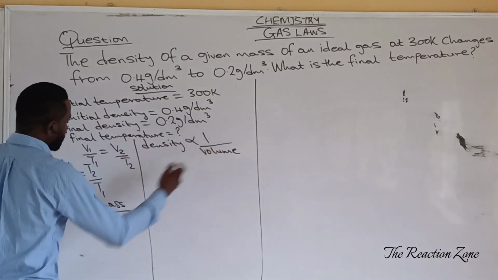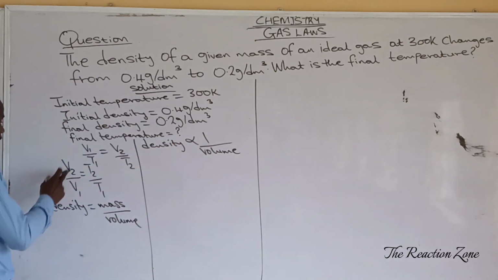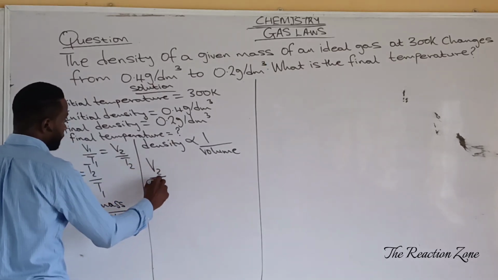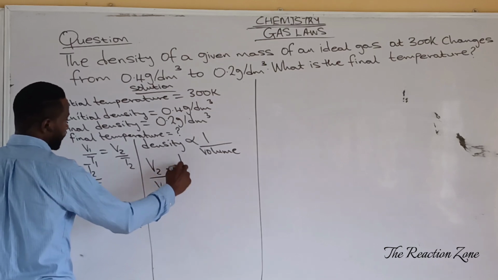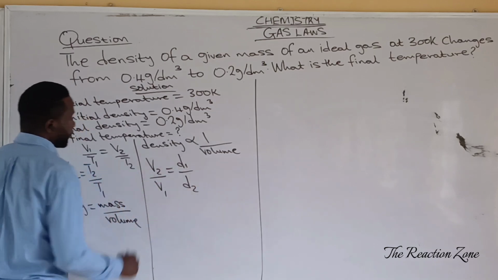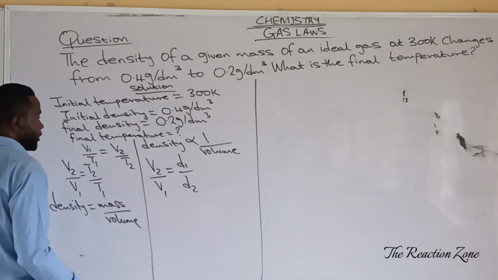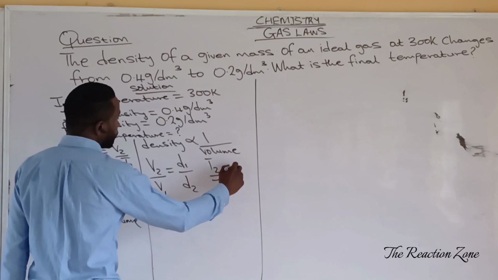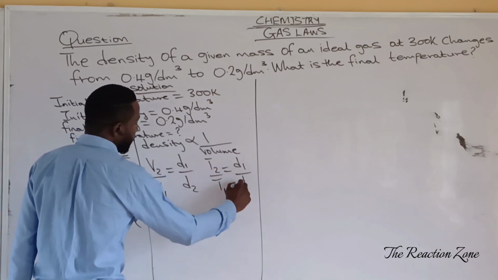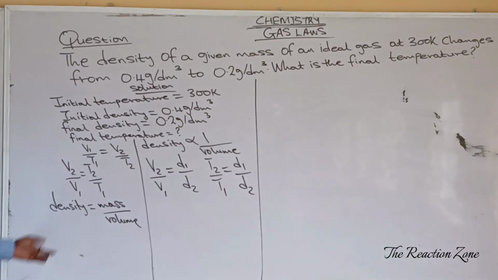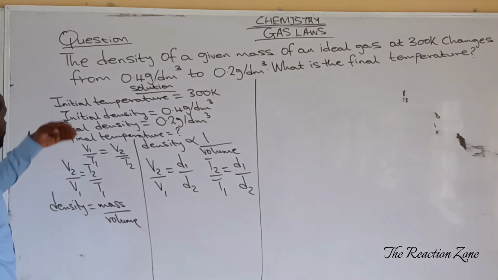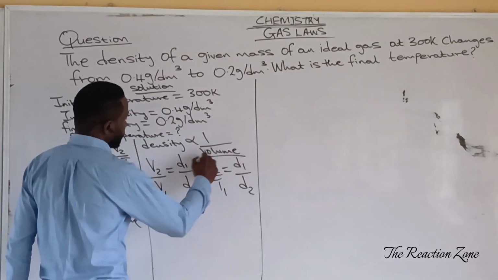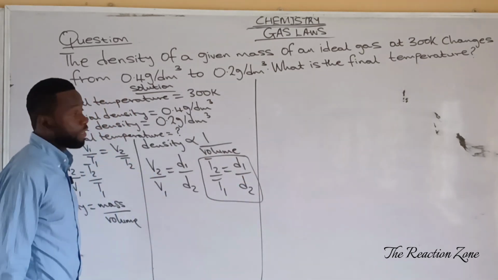If density is inversely proportional to volume and volume is directly proportional to temperature, that means that V2 over V1 will be equal to D1 over D2. It also means that T2 over T1 will be equal to D1 over D2. And looking at the question, we have values for density and the value for the initial temperature. So we're going to use this particular expression to get the answer to the problem.